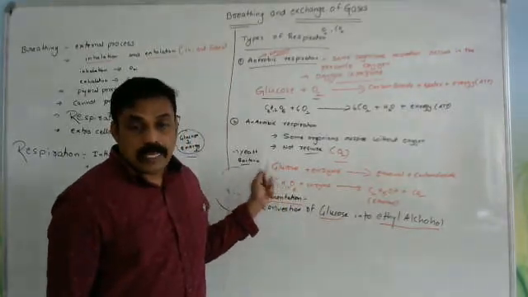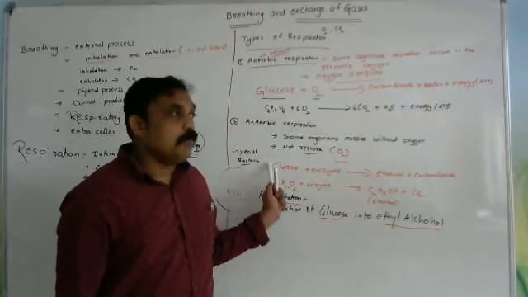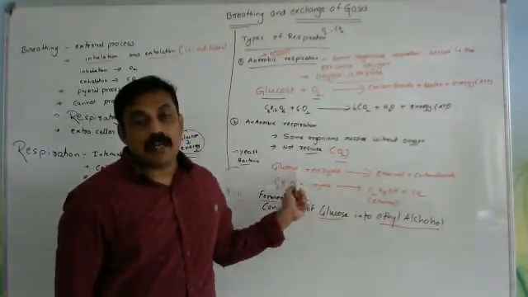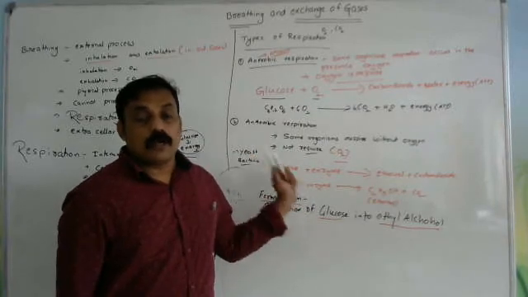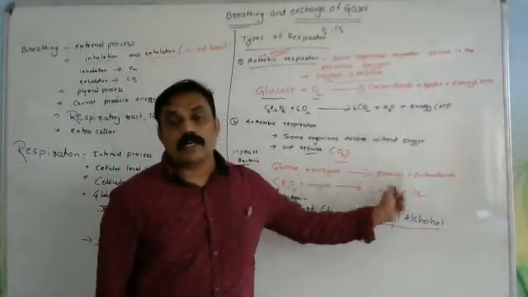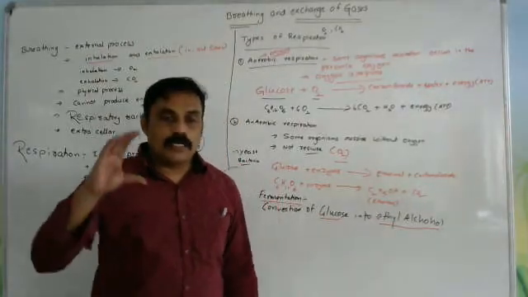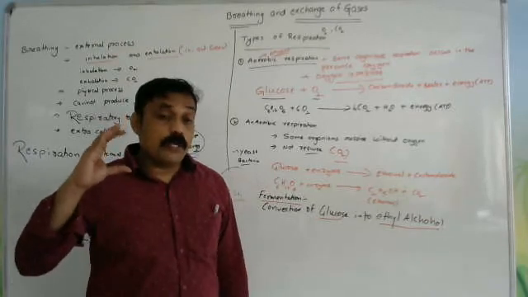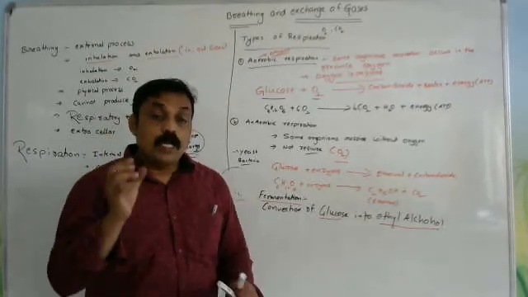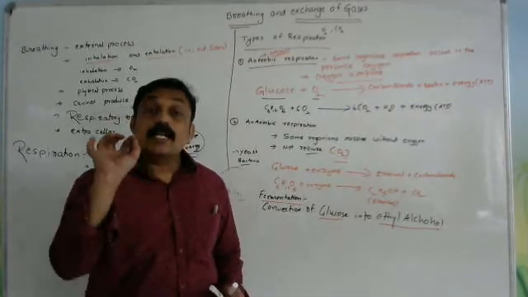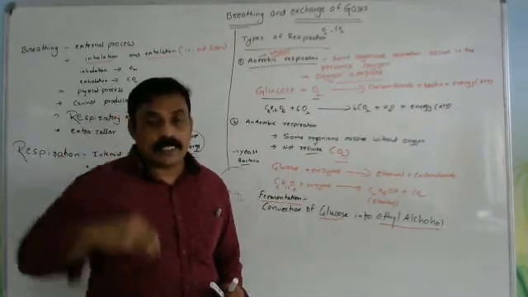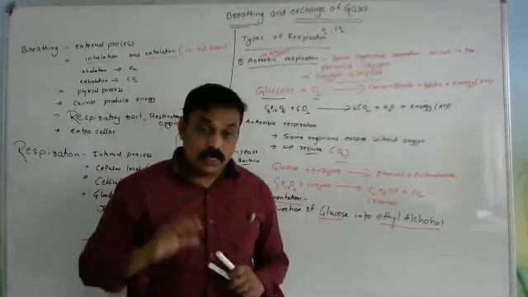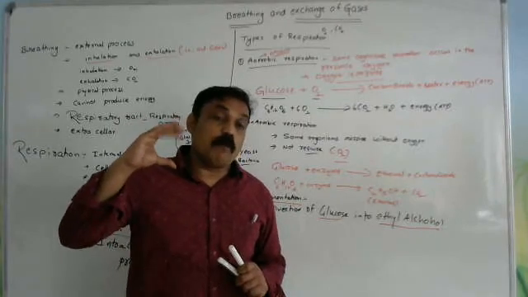In anaerobic respiration, some microscopic organisms like yeast and some bacteria convert glucose into ethyl alcohol and carbon dioxide. If you observe, bread is very puffy and soft. Why? Puffy means carbon dioxide is trapped in between the bread particles, so it is so puffy and soft.